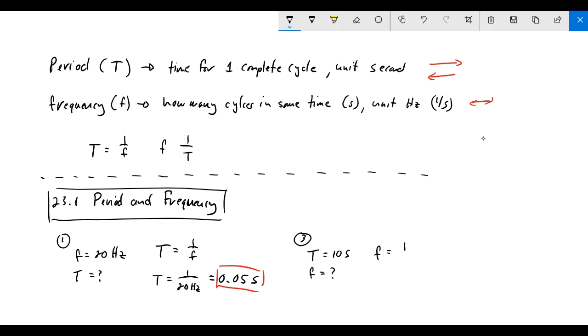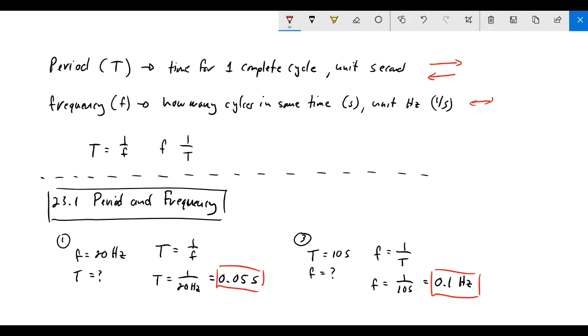So we'll use the equation that we have up here. Frequency is 1/period. So then frequency is 1/10 seconds, which would be 1/10 or 0.1 of a hertz. So this is the frequency of this swing. If it takes 10 seconds to go back and forth once, then it only will go back and forth 0.1 of a time each second.